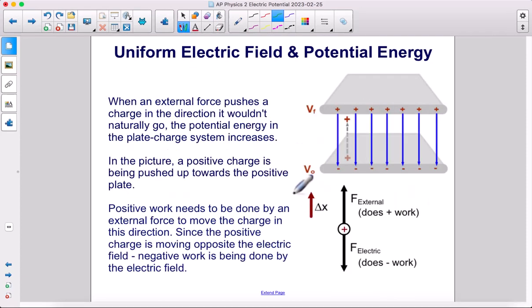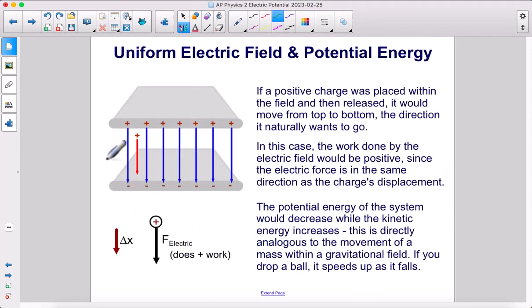When an external force pushes a charge in the direction it wouldn't naturally go, the potential energy in the plate charge system increases. In the picture, a positive charge is being pushed up towards the positive plate. Positive work needs to be done by an external force to move the charge in this direction. Since the positive charge is moving opposite the electric field, negative work is being done by the electric field.